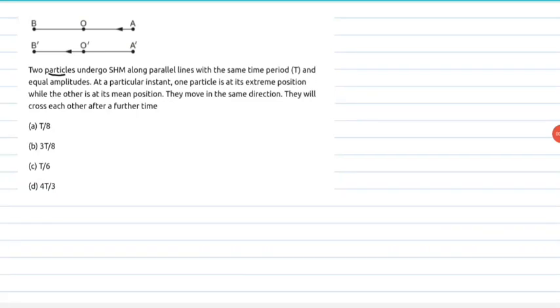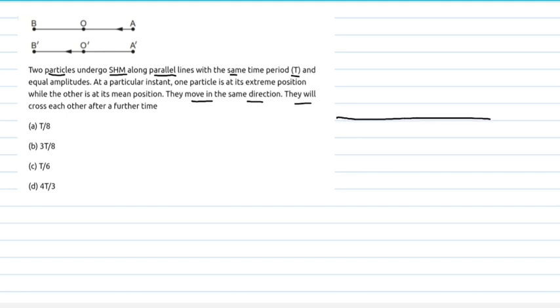Two particles undergo SHM along parallel lines with the same time period and equal amplitudes. At a particular instant, one particle is at the extreme position while the other particle is at the mean position. So they move in the same direction. We have to find out, they will cross each other after what further time?